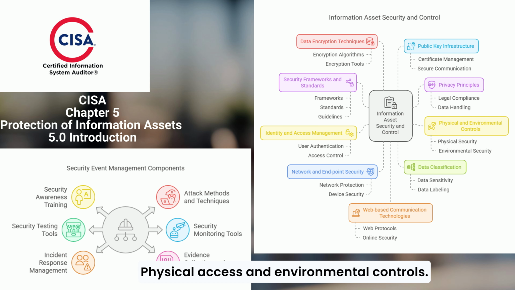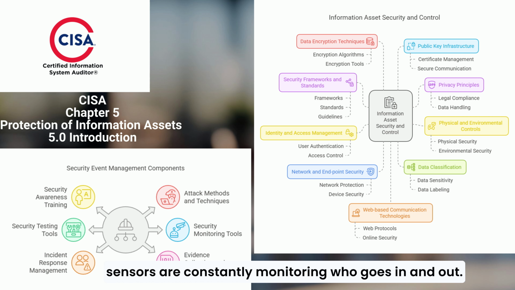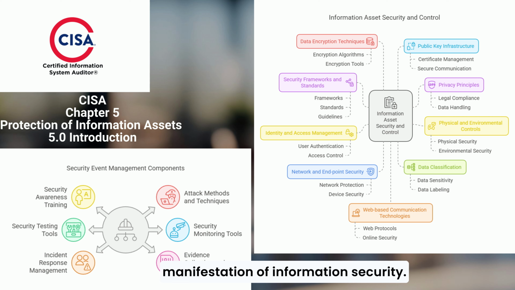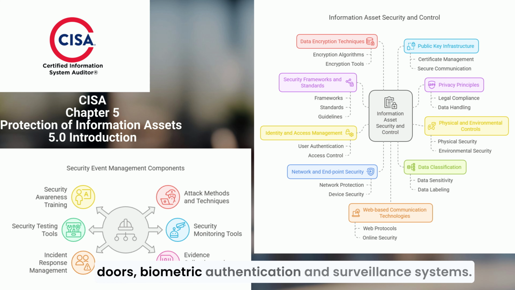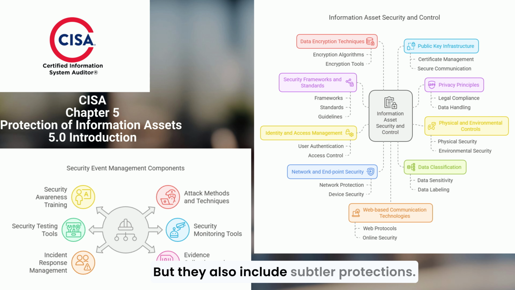Physical access and environmental controls. Now, picture a secure underground vault. It's cool, dry, only accessed by a select few, and sensors are constantly monitoring who goes in and out. This is the physical manifestation of information security. Physical access and environmental controls serve as the first line of defense. These controls include barriers like locked doors, biometric authentication, and surveillance systems, but they also include subtler protections. Temperature and humidity sensors maintain optimal conditions for servers, while emergency systems prevent damage from fires or floods. It's not just about fences and locks, it's about creating an environment resistant to both human interference and natural disasters.